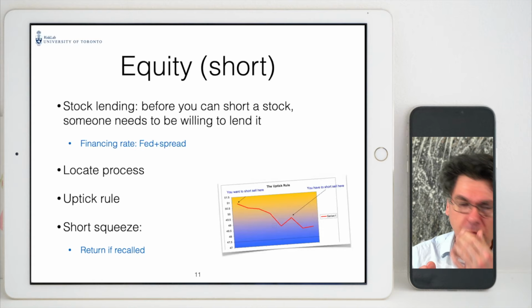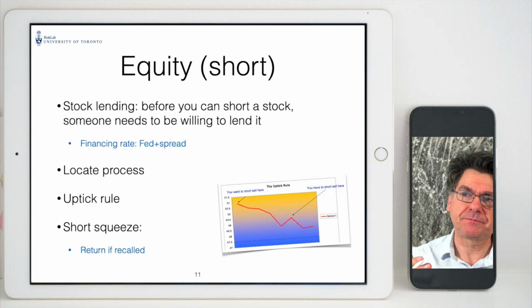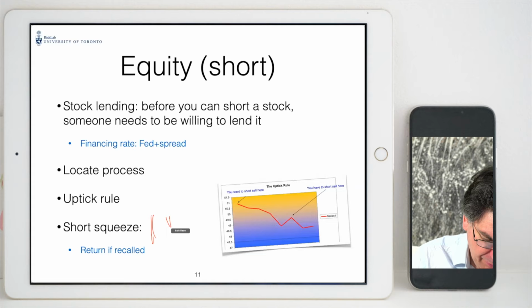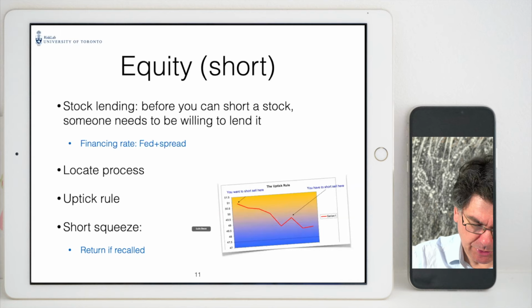But there are situations where there are no more stocks to be lent. They run out. I'm going to show you an example. In that case, you have no choice but to buy the stock and return it to the lender. This is called a short squeeze and is the big risk for shorting stocks. Okay? I'm going to show you one example of this.